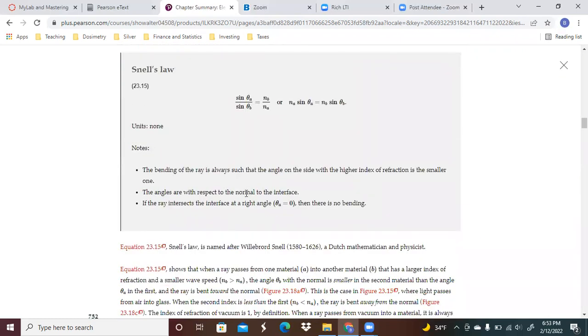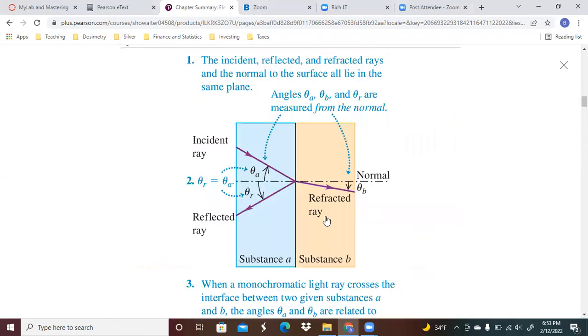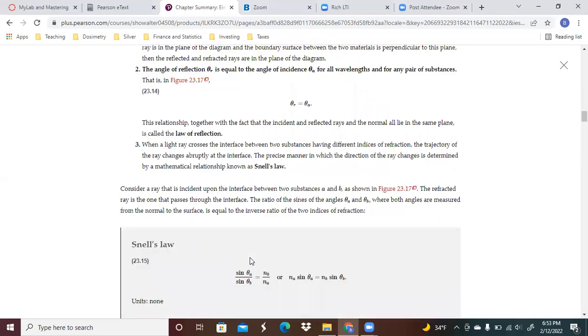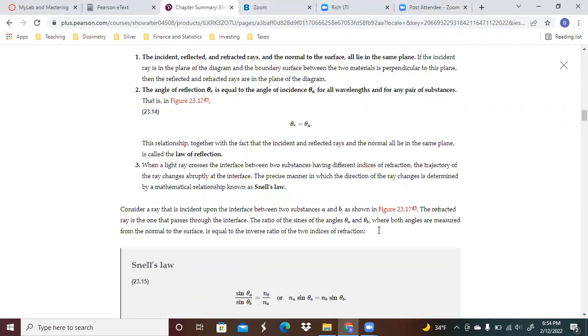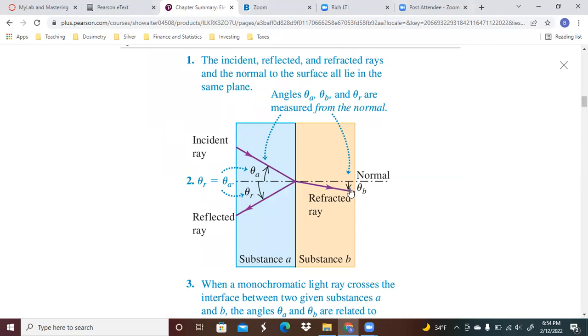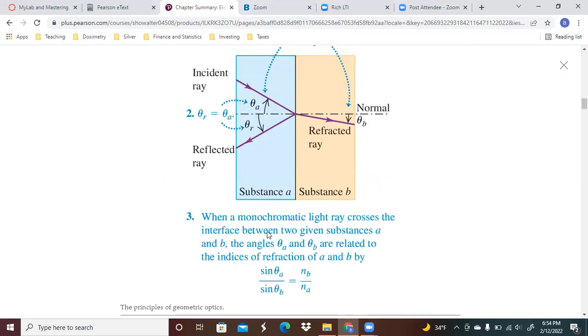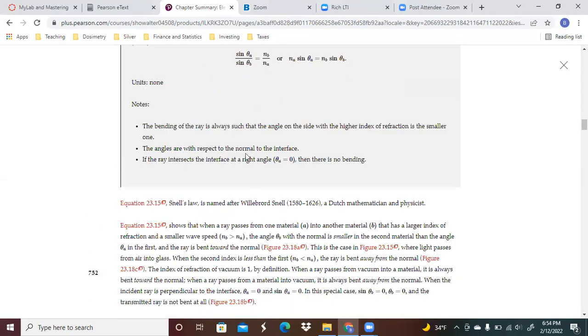The bending of the light ray is always such that the angle on the side with the higher index of refraction is the smaller one. So in other words, with this particular refraction, you're going to see that it ends up with a smaller angle than what you had over here. The angles are with respect to the normal to the interface, of course. And if the ray intersects the interface at a right angle, then there is no bending.